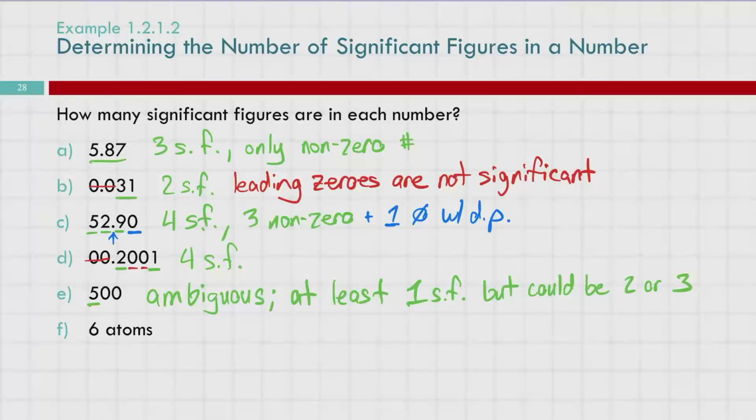And then the last one, 6 atoms. We got a guess for 1. We've got a guess for unlimited. Those are the 2 guesses that I expect. It is unlimited. Exact. So, unlimited significant figures. Believe it or not, we can't actually count up atoms. It's just really expensive.